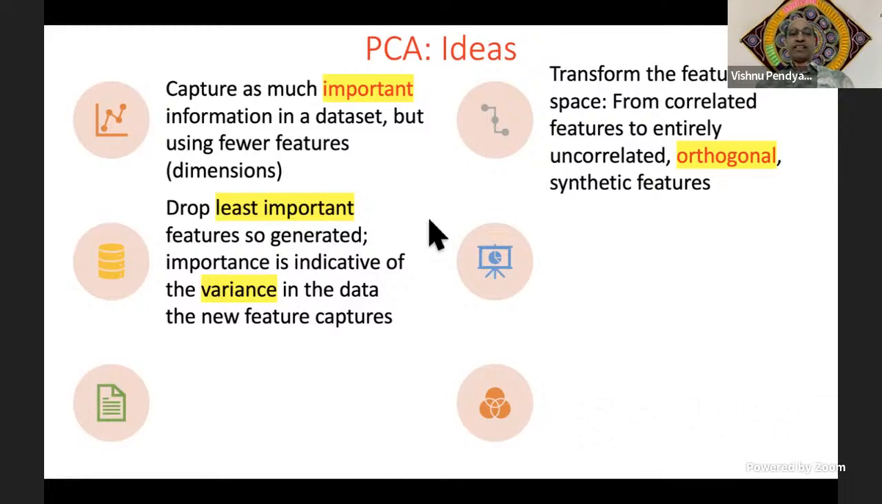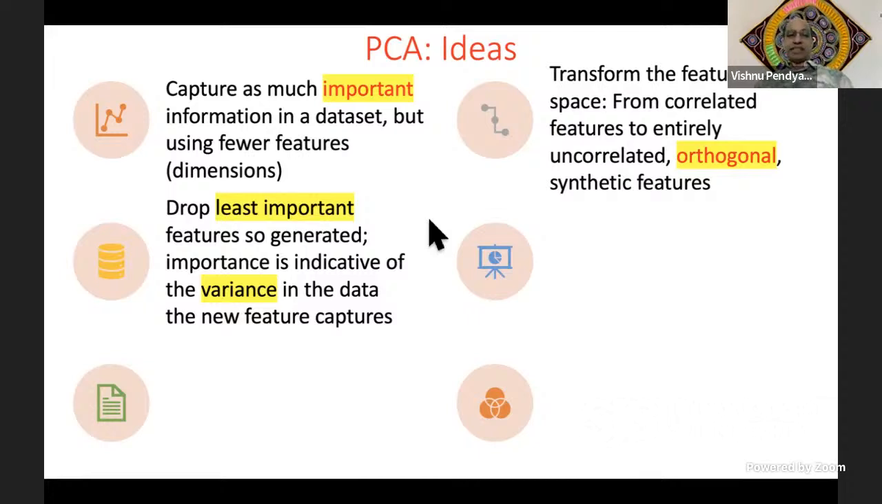Again, the importance is indicated by the variance in the data. How much variance does the feature capture? For instance, in George W. Bush, probably his mouth, there's not much variance in his mouth, right? He looks like most other people when it comes to his mouth, whereas Obama varies a lot in his cheeks and his mouth. So the feature mouth captures a lot of variance for Obama, but not for Bush.